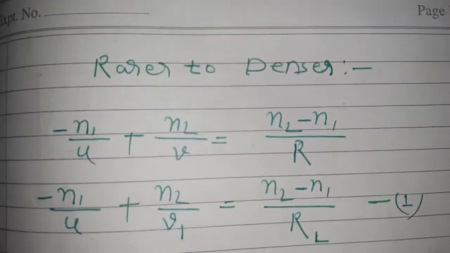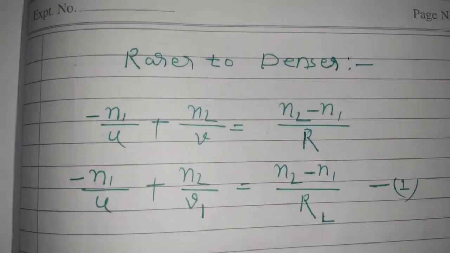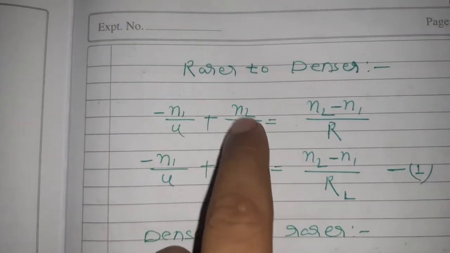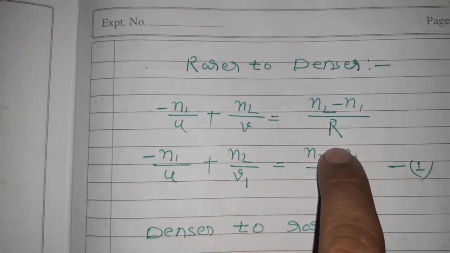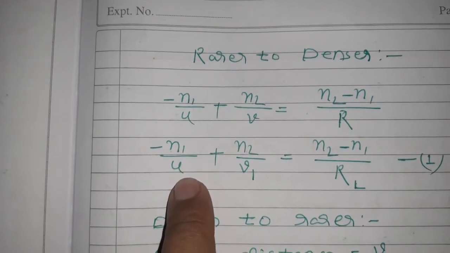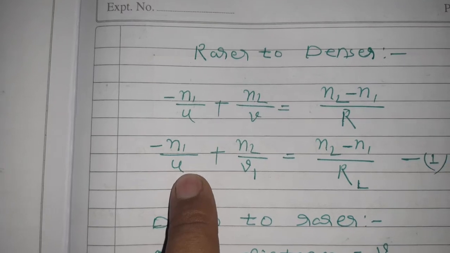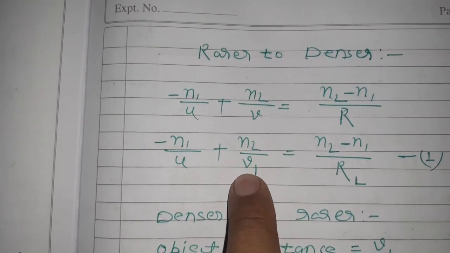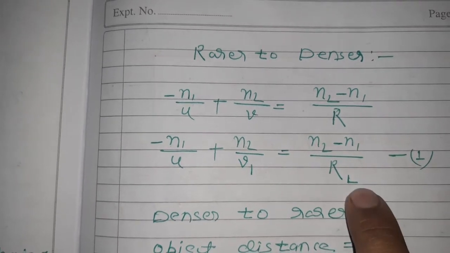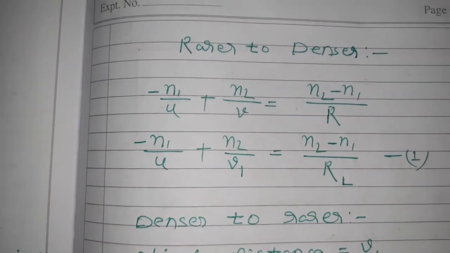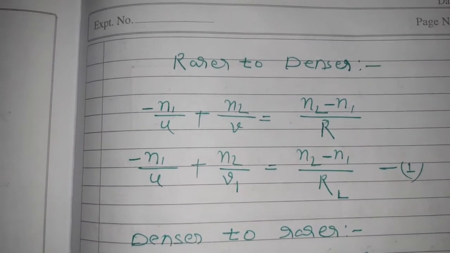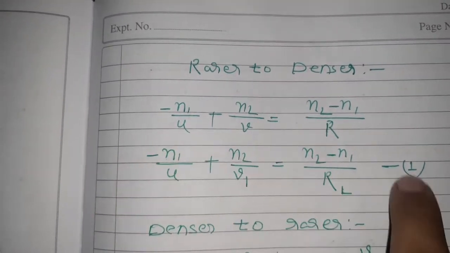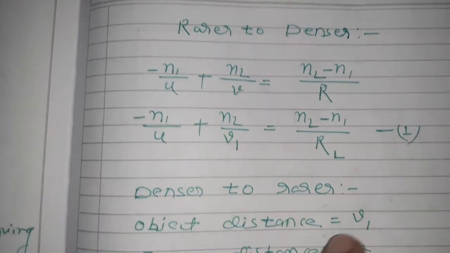When rays travel from rarer to denser medium, this equation is minus n1 upon u plus n2 upon v equals n2 minus n1 upon r. So u is u, but v is your v1, and n2 minus n1 upon, say the radius of curvature of the first refracting surface will be r1. So this will be your equation number 1.